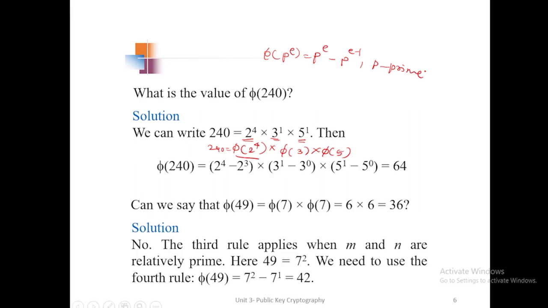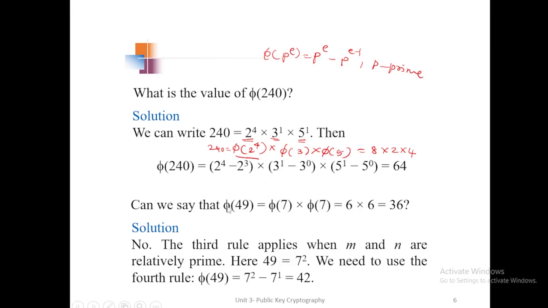Here 2 is a prime number, so phi of 2 power 4 can be rewritten as 2 power 4 minus 2 power 3. The answer for phi of 3 is 2. The answer for phi of 5 is 4. So 2 power 4 minus 2 power 3, 16 minus 8, is 8. So the answer is 8 into 2 into 4, so 8 into 8, 64. This is the answer for phi of 240.